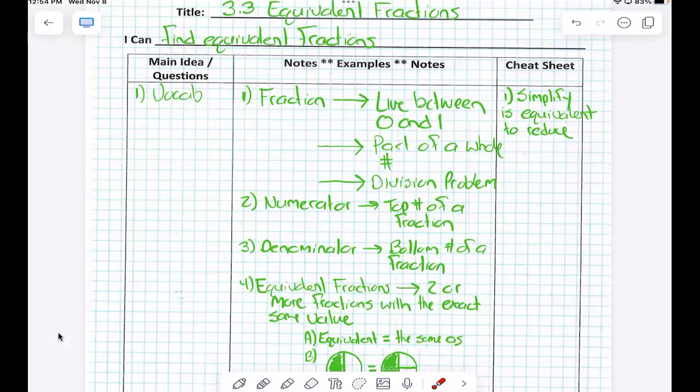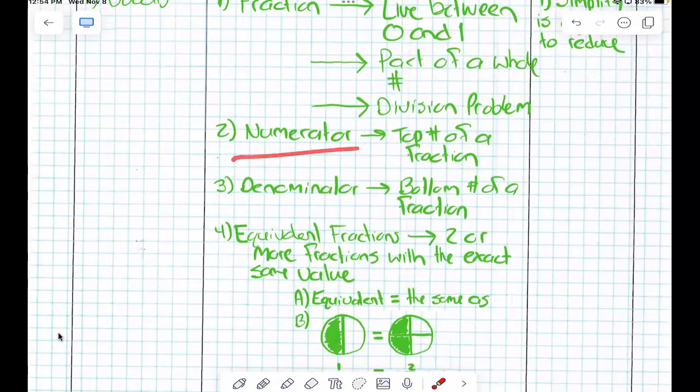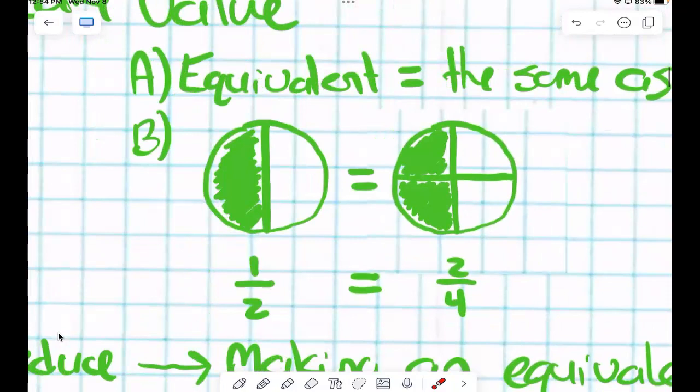And then a fraction, probably the most important thing that you're going to learn all day today. A fraction is what kind of problem? Division problem. What's the top of the fraction called? Numerator. What's the bottom called? Denominator. Do these 2 pizzas look the same?